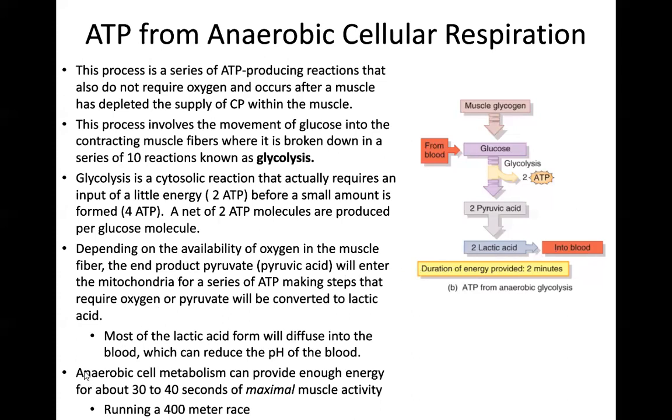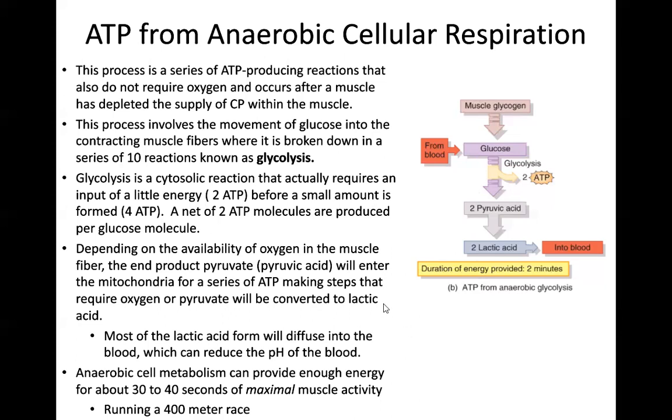This type of ATP production is going to power activities when we are doing maximal muscle contractions, so working out as hard as we can for about 30 to 40 seconds. Examples of things that are about that long would be running a 400-meter race, 1 lap around a track. Most people are not even going to get anywhere close to all the way around in 30 to 40 seconds, but the majority of the race will be utilizing this form of ATP production.